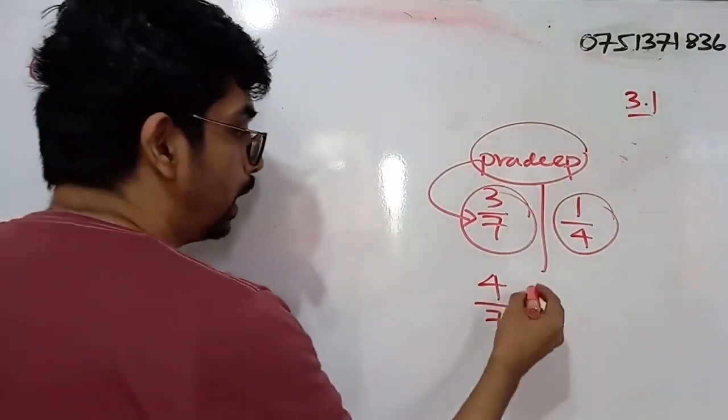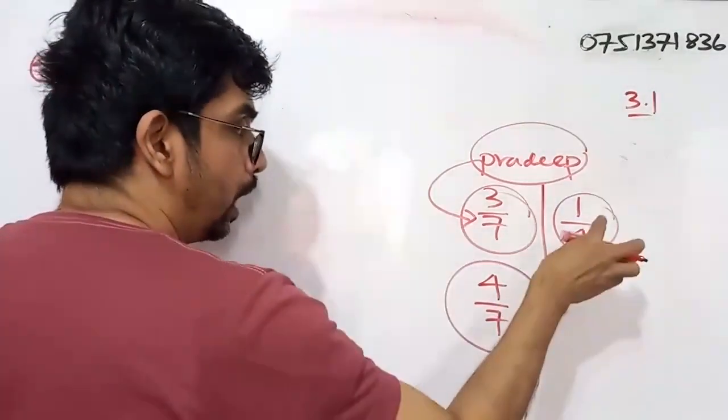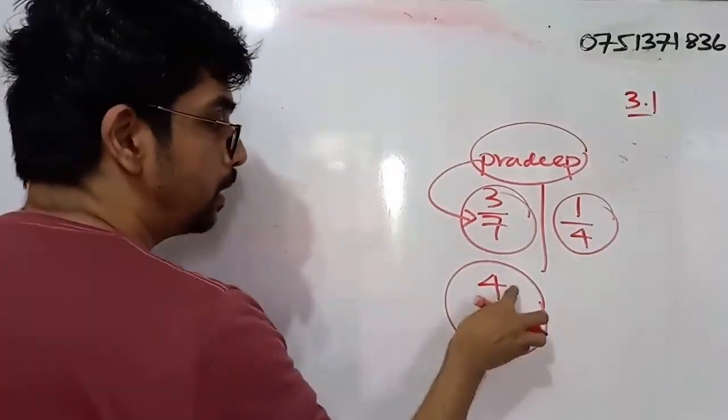Then actually he bought a quarter of the land from this amount.